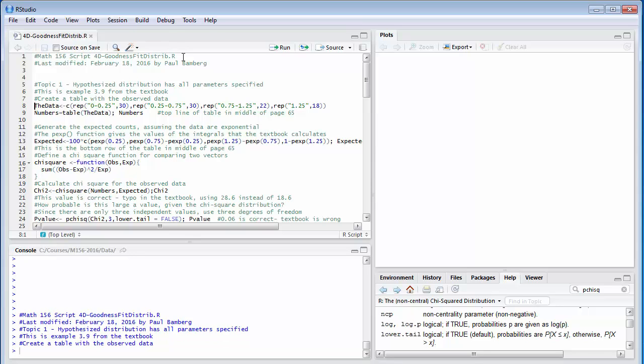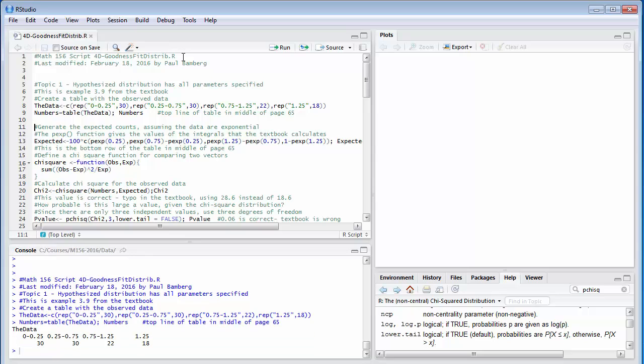So this first example is rather artificial. You have some data that are perhaps the result of random samples drawn from an exponential distribution with parameter 1. And here are the data. I have managed to replicate the data in the table in the middle of page 65. And what this says is, reading from left to right, the number of samples that are between 0 and 0.25 is 30. The number between 0.25 and 0.75 is again 30, and so on, and so on.